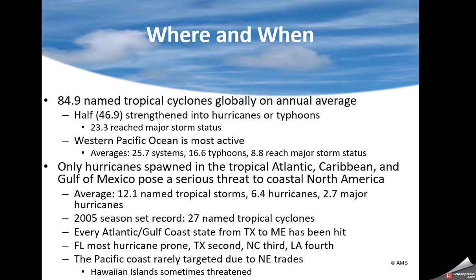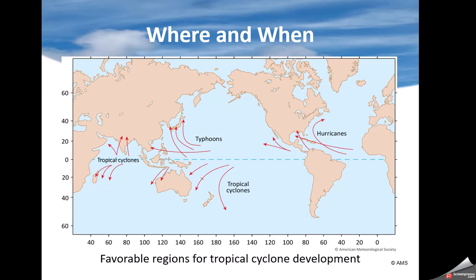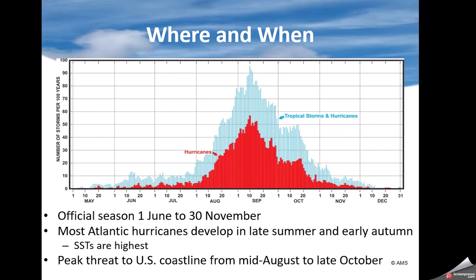Trade winds move towards the west. They go east to west. So the hurricanes that form in the Atlantic are moving towards the U.S. The hurricanes that form in the Pacific are moving towards China, Southeast Asia. And here you can see the areas that are mainly part of that. Here you can see the seasons too.